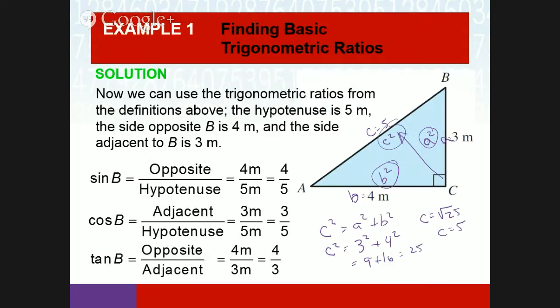Does anyone have any questions? This is a good thing to memorize. Don't worry too much what the angle is. You just need to know this. If I'm looking at angle A or angle B, then sine is opposite over hypotenuse, cosine is adjacent over hypotenuse, and tangent is opposite over adjacent. Right?